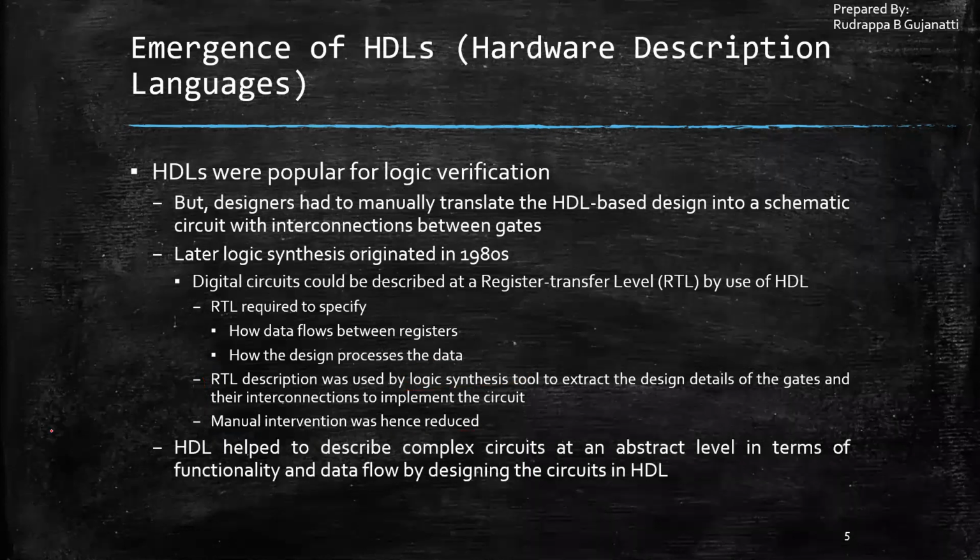So HDL basically helped to obtain complex circuits at a very high level of abstraction. We could just define these complex circuits and we could build the entire system. Now what does this imply? We had seen different levels of abstractions, right? So in that, the behavioral level.